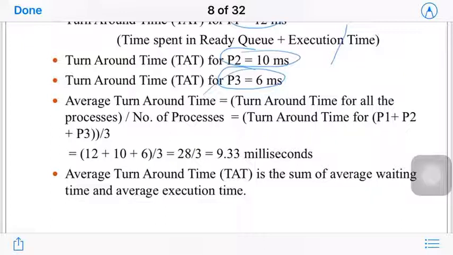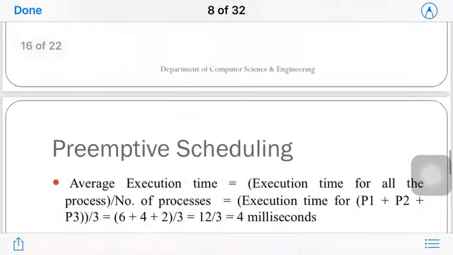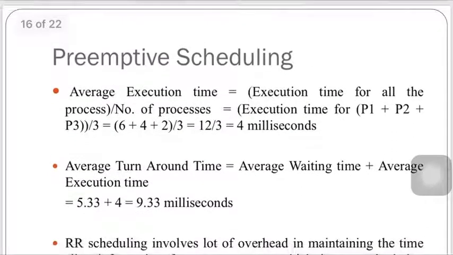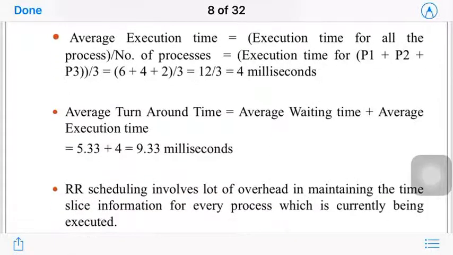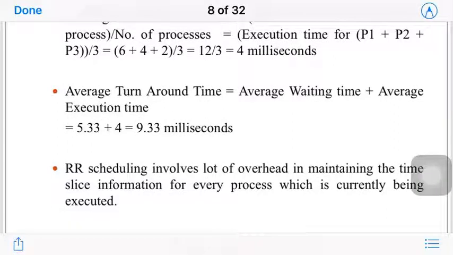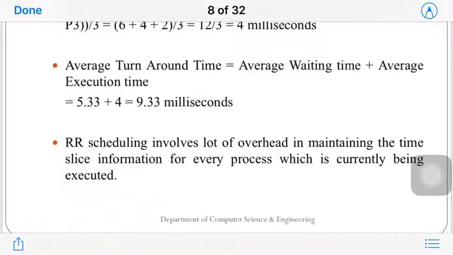So average turnaround time is the sum of the average waiting time and average execution time. Average execution time is the execution time for all the processes upon the number of processes, so execution time for P1, P2, P3 upon the number of processes. So that is an average execution time of 4 milliseconds. And average turnaround time is nothing but average waiting time plus average execution time. So waiting time plus execution time is 9.33 milliseconds.